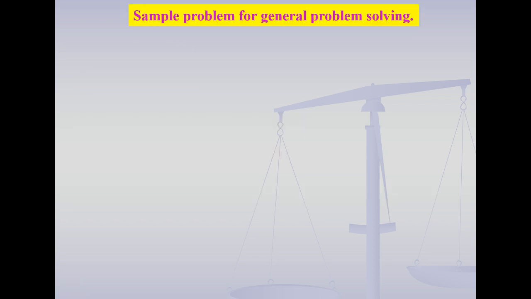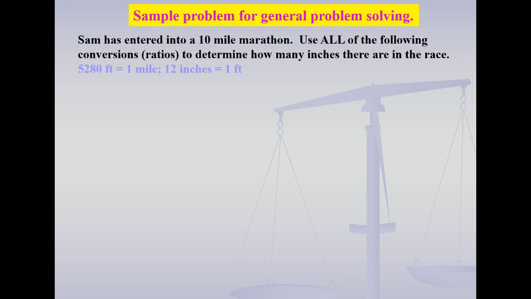Okay, so let's look at a sample problem. Sam has entered into a 10-mile marathon. Use all of the following conversion ratios to determine how many inches there are in the race. Now the conversions are these equality statements. 5,280 feet equals 1 mile. 12 inches equals 1 foot. Remember, when you use a conversion factor, use an equality statement, the conversion factor is going to have the unknown unit on the top, the given unit on the bottom, always.